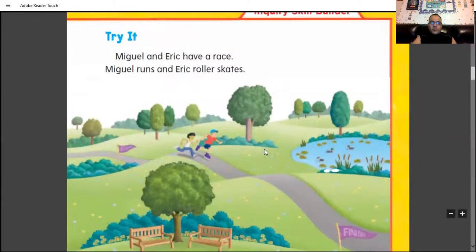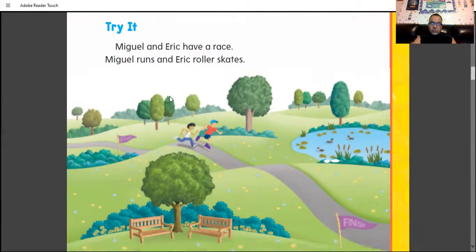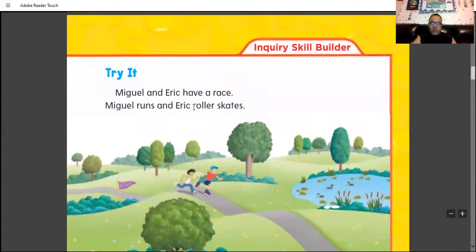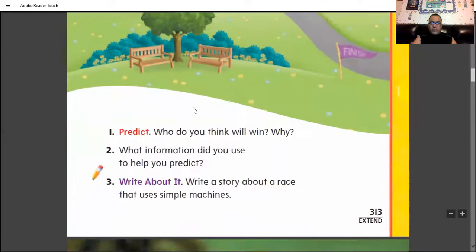Try this. Miguel and Eric have a race. Miguel runs and Eric roller skates. Who's going to win? Think about this. If Miguel runs and Eric roller skates, who's going to go faster? Who do you think will win? Why? What information did you use to help you predict? And write a story about a race that uses simple machines.